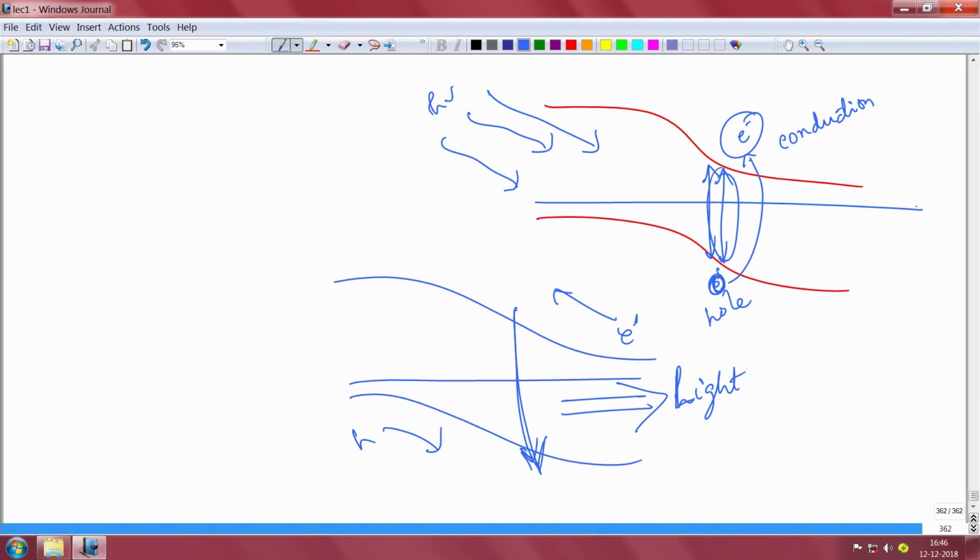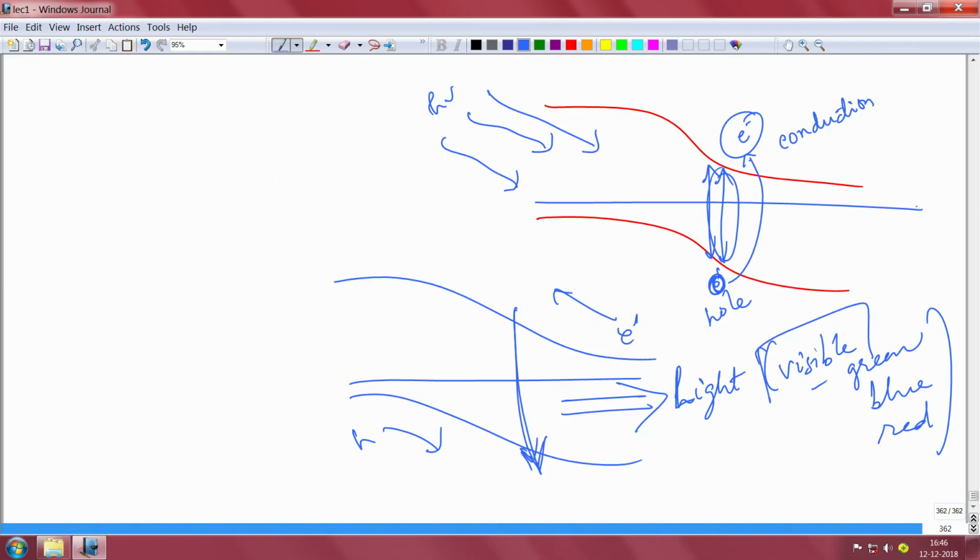Now the light can be visible, which means it can be green, it can be blue, it can be red, orange, yellow, whatever. They can be used for display applications, many of the laser diodes and other things. Visible LED, of course, white LED is used for lighting purposes.